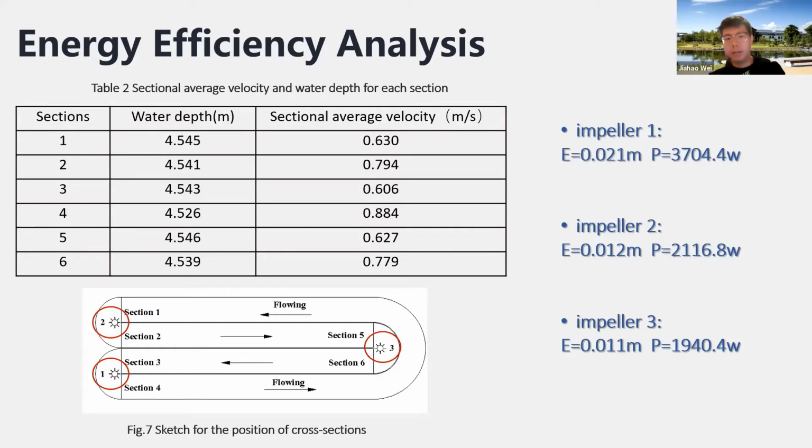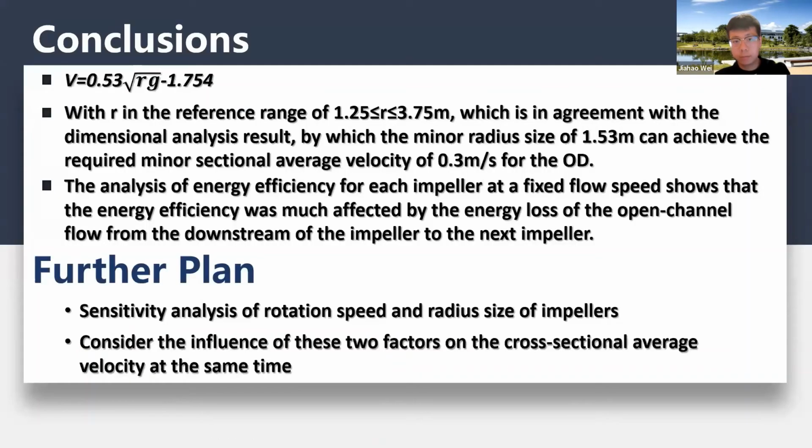The analysis of the energy efficiency for each impeller at a fixed flow speed shows that the energy efficiency was much affected by the energy loss of the open channel flow from the downstream of the impeller to the next impeller. This is the main conclusion.